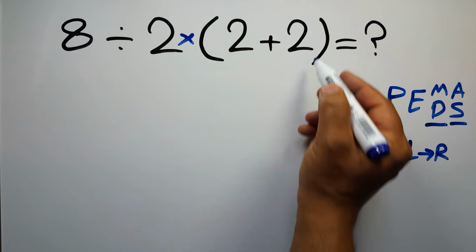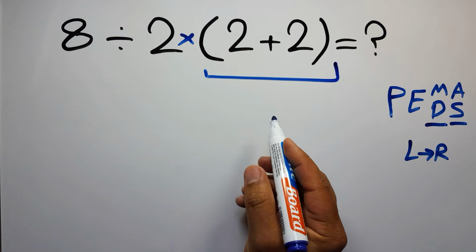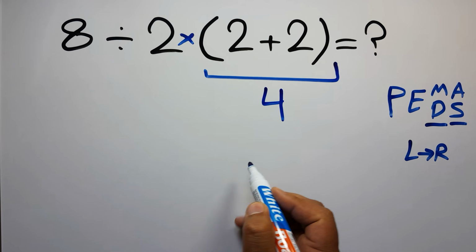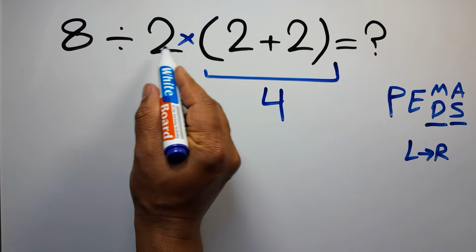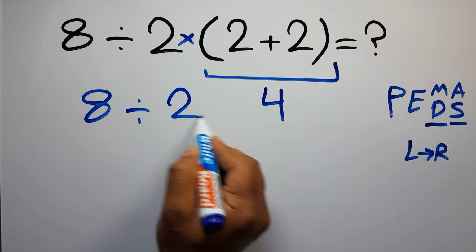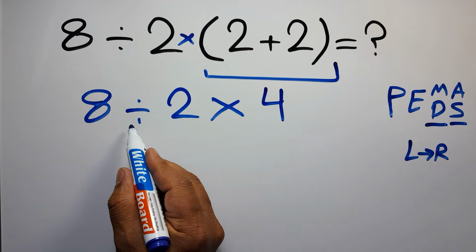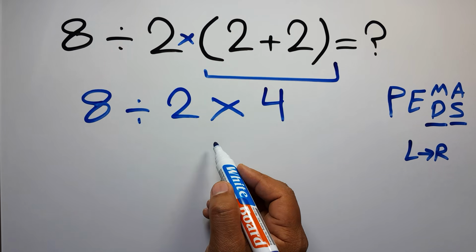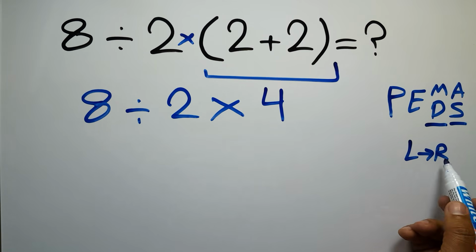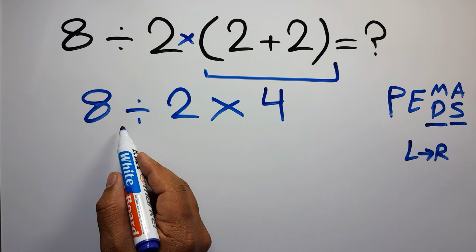So first we have to do this parentheses. Inside this parentheses we have 2 plus 2 which equals 4. So 8 divided by 2 then times 4. Now we have one division and one multiplication. As I said, multiplication and division have equal priority and we have to work from left to right. So here first we have to do this division.